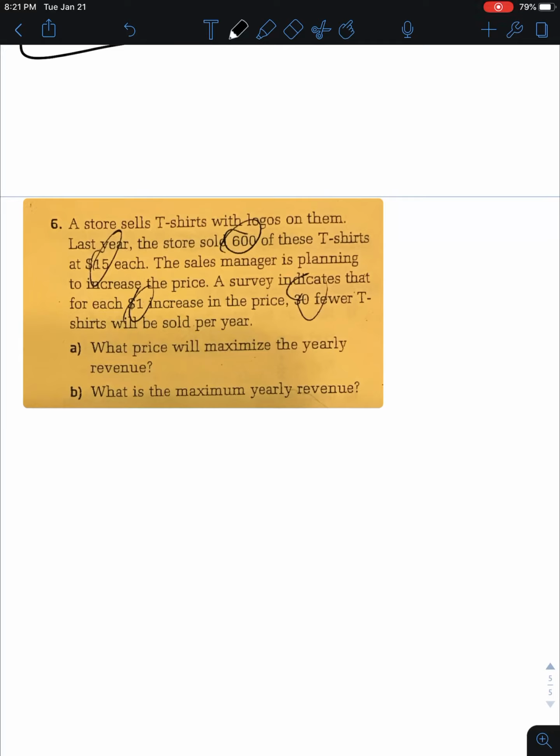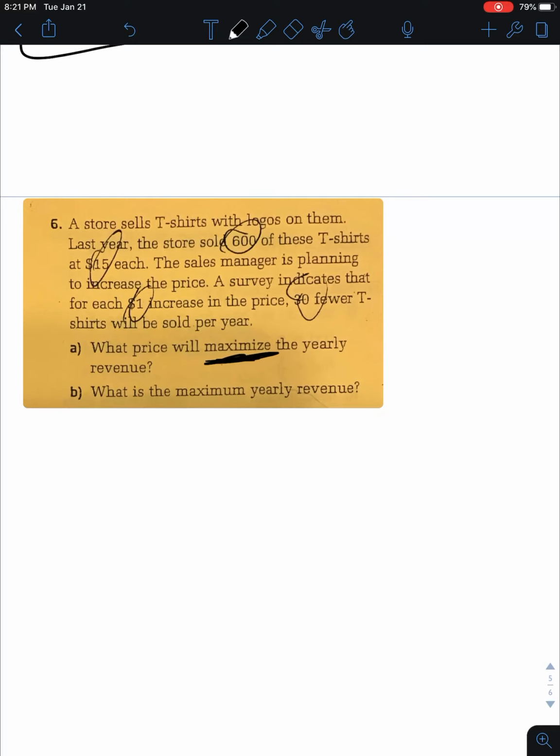So a store sells t-shirts with logos on them. Last year, the store sold 600 of these t-shirts at $15 each. The sales manager is planning an increase in the price. A survey indicates that for each $1 increase in the price, 30 fewer t-shirts will be sold. What price will maximize the revenue?